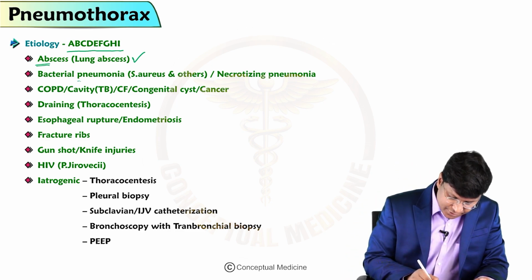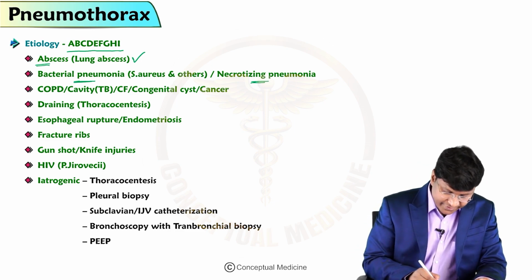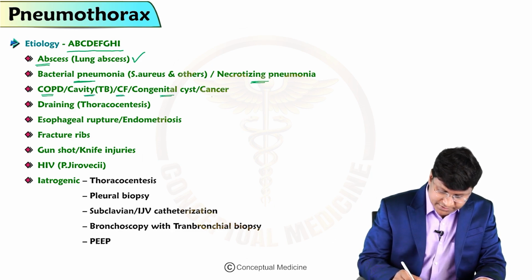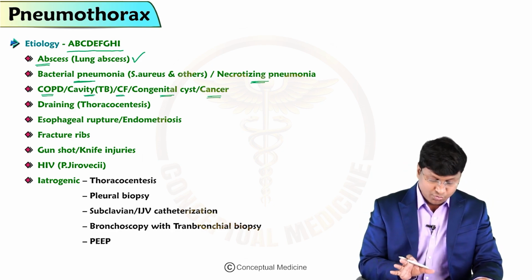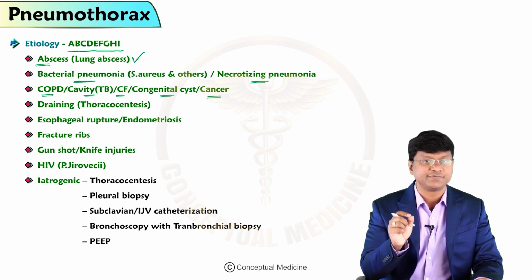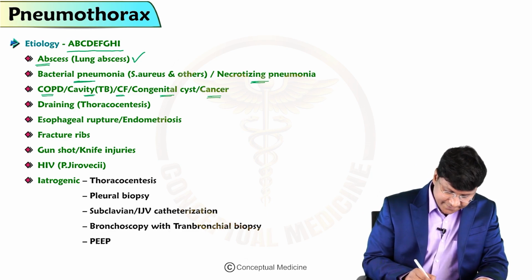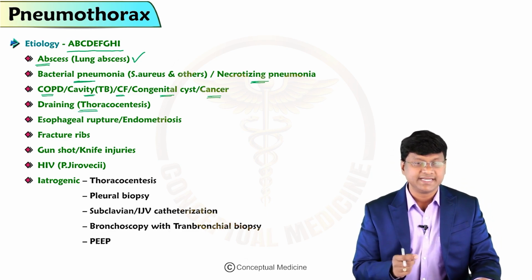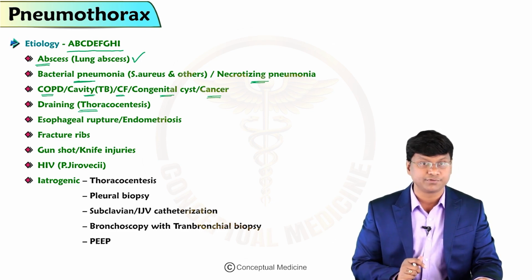And bacterial pneumonias and necrotizing pneumonia, B. And C will be your COPD, cavity, cystic fibrosis, congenital cyst formation, and then malignancy, that is cancer. So that is what the letter C stands for. These are all the etiologies that can cause pneumothorax. And D is your draining, that is thoracocentesis, that is nothing but your pleurocentesis. That will be responsible for the development of iatrogenic pneumothorax.